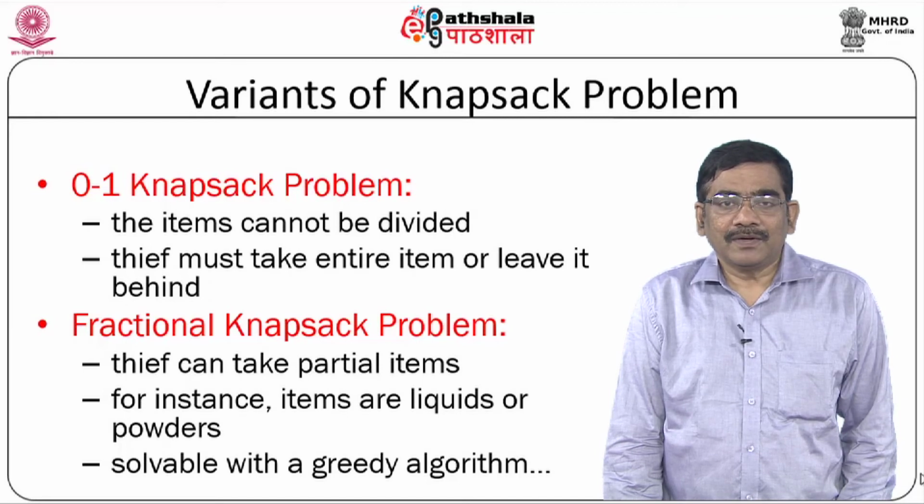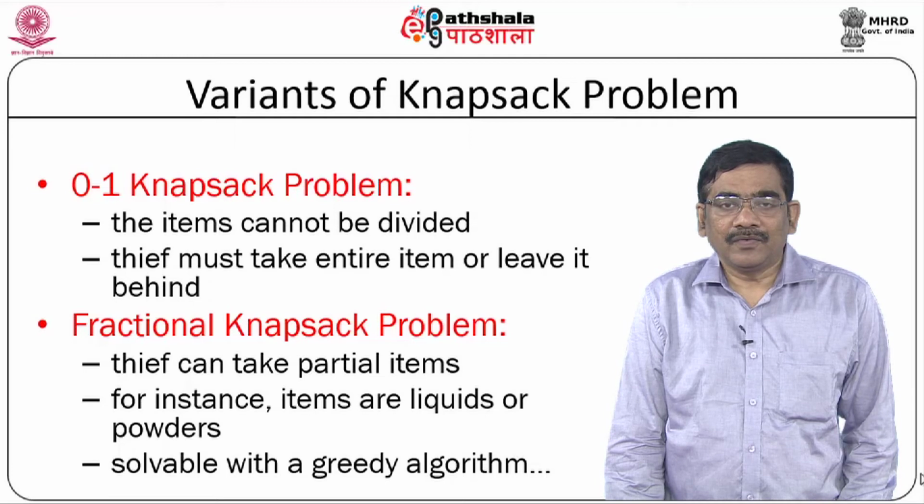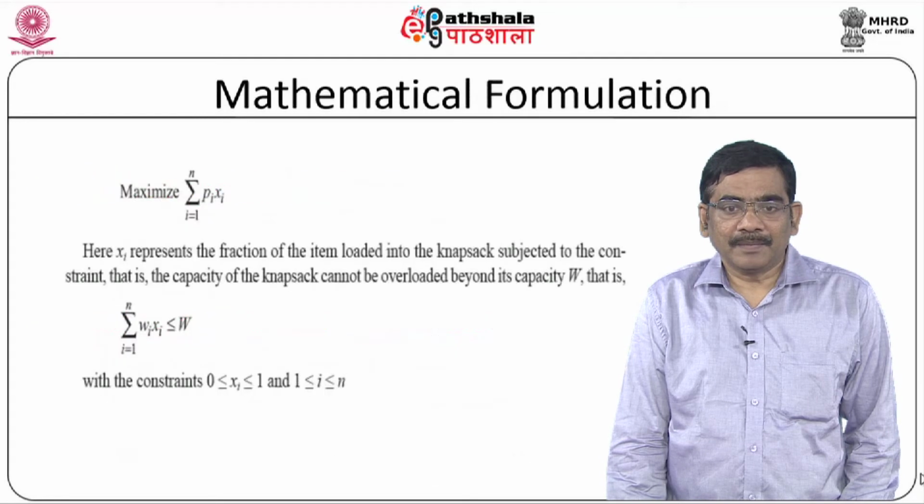The other variant is called the fractional knapsack problem, where we can take partial content of the given item. Suppose the item is a powder or liquid, then we can take a small part of the item into the knapsack. It is conceivable that the fractional knapsack problem is an easy problem that can be solved using the greedy approach, and the 0-1 knapsack problem is considered to be among the toughest problems in computer science.